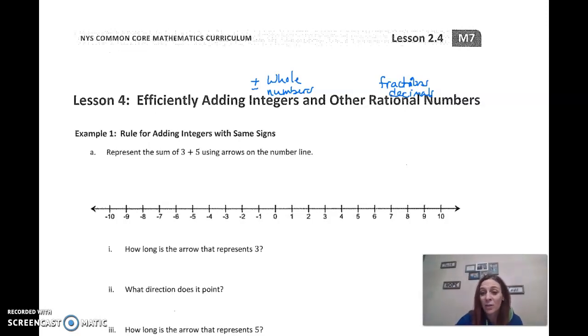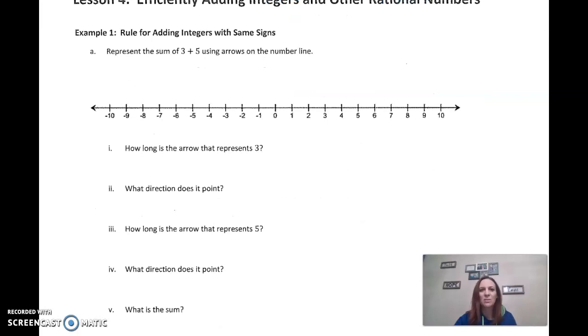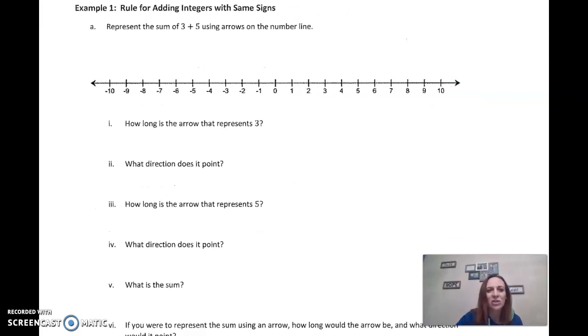So our first video here, stick with me, I know it's kind of long, but our first focus is going to be on adding integers with the same sign. All right, you get the idea there, even though I can't draw a straight line. Adding integers, same sign. Okay, so represent the sum of 3 plus 5 on the number line.